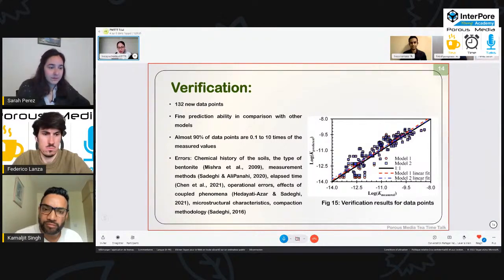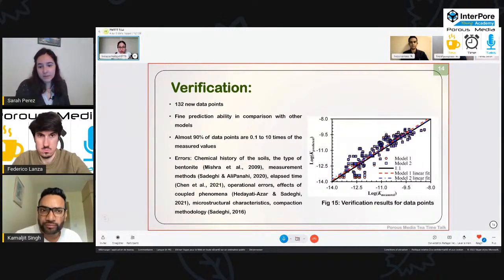The reason behind this high error for all kinds of hydraulic conductivity measurements is related to the chemical history of the soil, the type of bentonite, measurement methods, some experimental setups, operational error, the effect of coupled phenomena, microstructural characterization, and also compaction methodology. And actually, all these factors together were the main challenge for developing a model for hydraulic conductivity specifically.